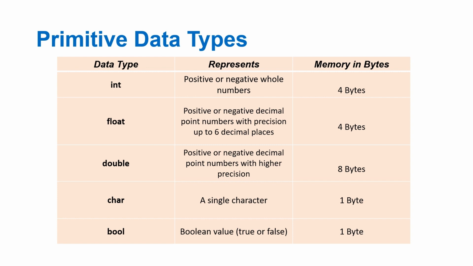Then we have double, which also stores positive or negative decimal point numbers but with higher precision, up to 15 decimal places. And the amount of memory space required by a double data type is 8 bytes. Then we have character, which represents a single character, and the amount of storage required by character data type is 1 byte. Finally, we have bool, which represents boolean true and false. Again, the amount of memory space required for storage of boolean data type is 1 byte.